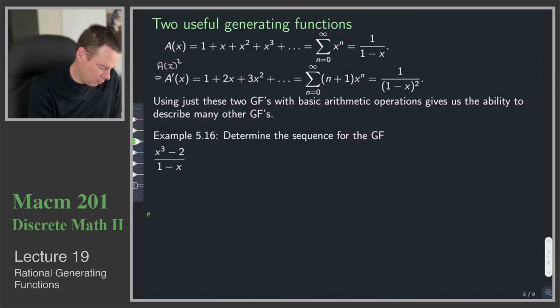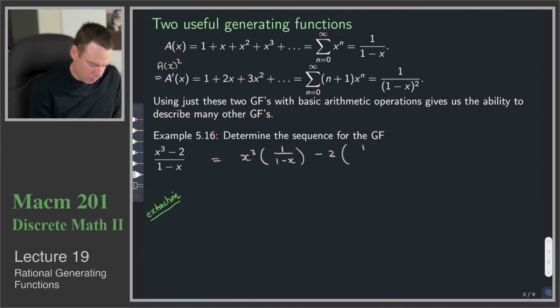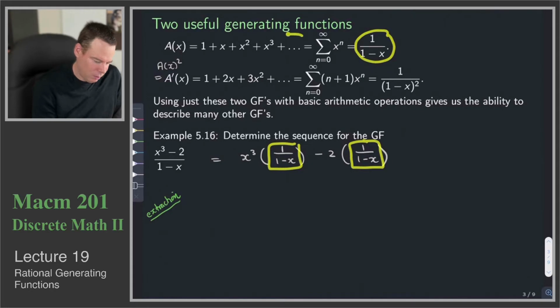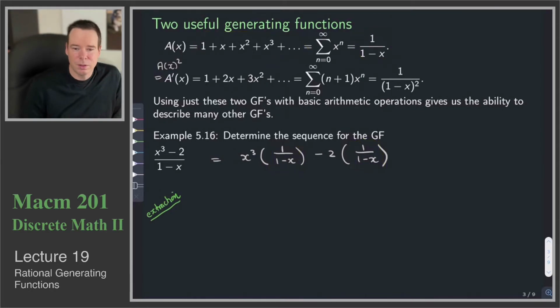So I'll just make a note off to the side here. This is extraction. Well, we can look at this rational function as x cubed times 1 over 1 minus x minus 2 times 1 over 1 minus x. In other words, I've just taken this denominator and divided it into each piece. Why have I done that? Well, I notice that this denominator, in both of these cases, is this rational function. And I know the coefficients when that is expanded out into its series form. So that's the first step, is to realize that I can break this down into things I recognize.